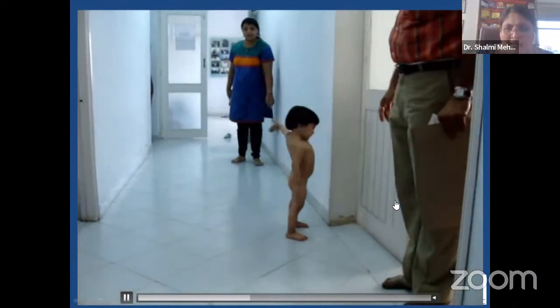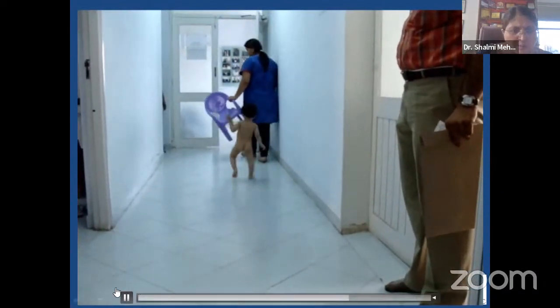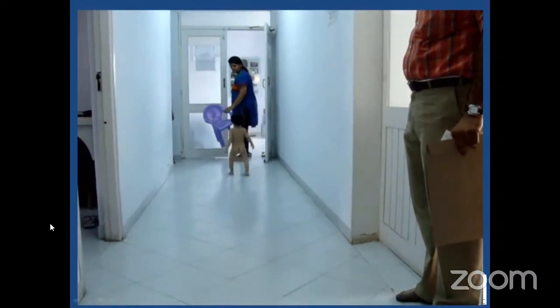Right? So the typical waddling gait that you usually see in these kids, right? I hope everybody is able to appreciate it. Yeah.